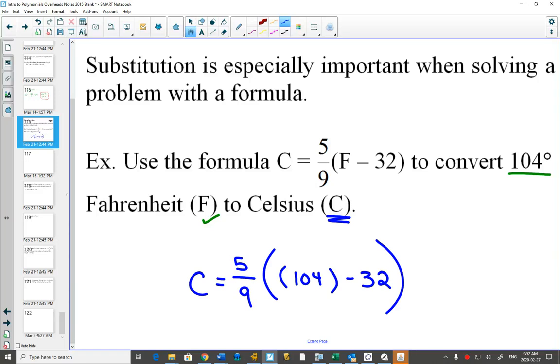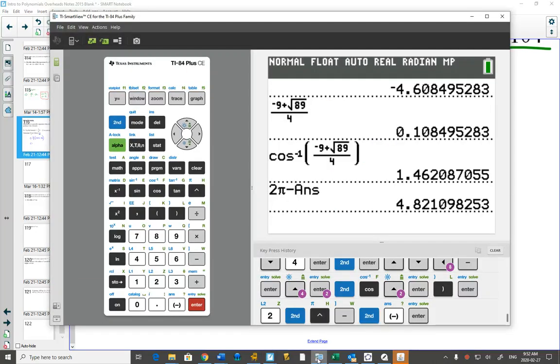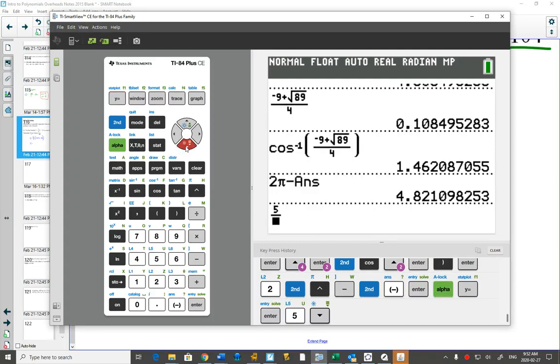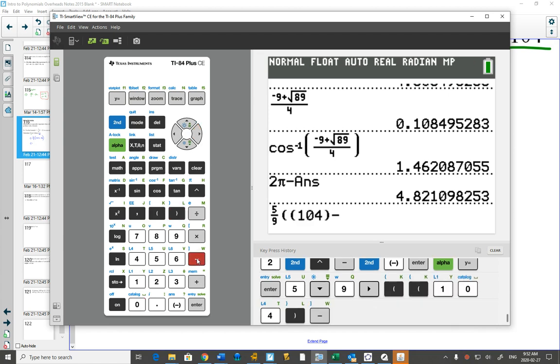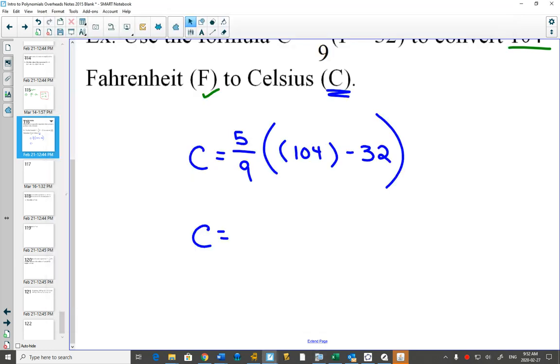Now we can go through our order of operations, or because you have nice calculators, you can also just type in this whole thing. If your calculator is nice enough, you can go. Mine is really nice that I can do a fraction 5/9 bracket 104 bracket minus 32 bracket. Type it in exactly as it showed up, push enter, and I get my answer is 40 degrees.